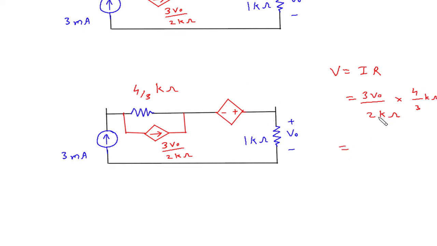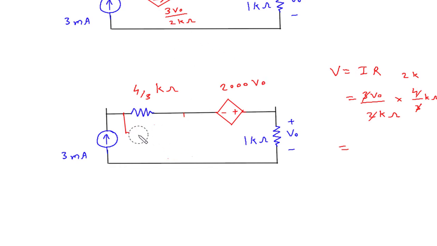This 3 and this 3 will get cancelled. So this 2 and this 2 and this 4 will be 2 kilo ohm. So this will be 2000 VO.